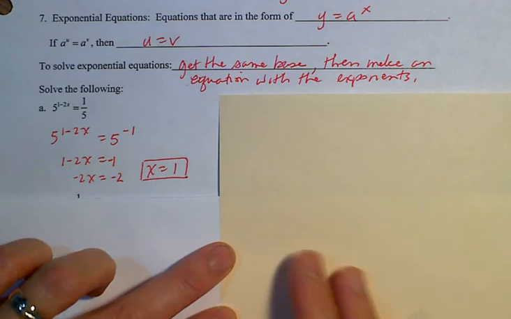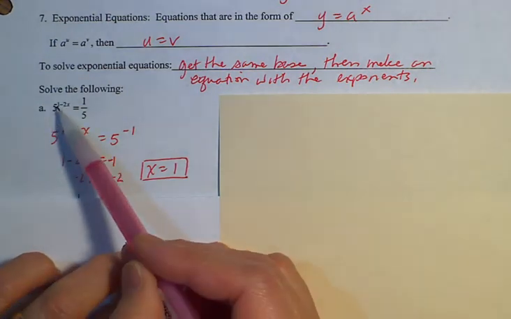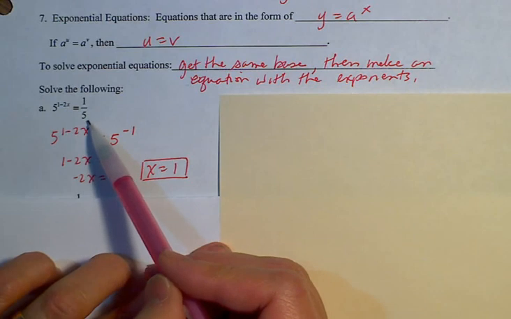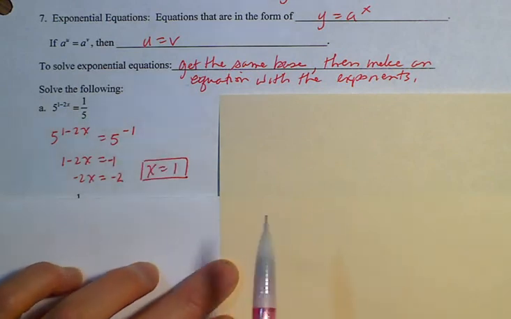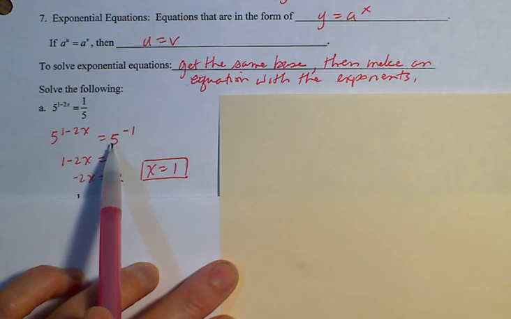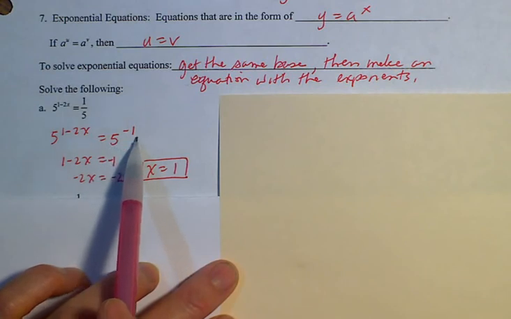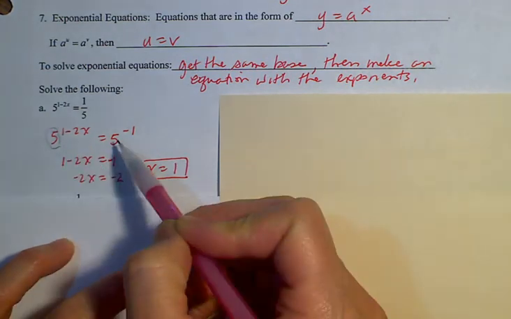So for the first problem, you have 5 raised to the power of 1 minus 2x is equal to 1/5. So I'm going to get both of them to be a base of 5. So this one is already in the base of 5, so I'll just keep it as it is. And then to get 1/5 as a base of 5, I'll write it as 5 raised to the negative 1 power. Right? So notice that this base and this base is exactly the same.